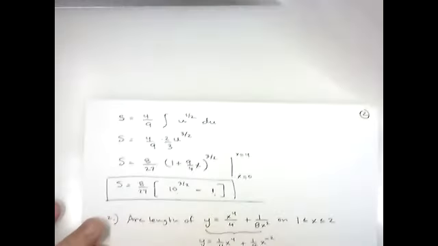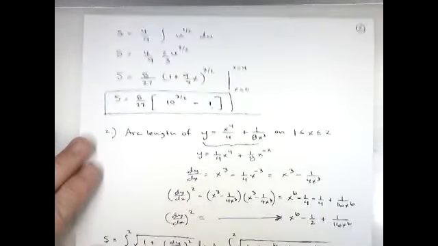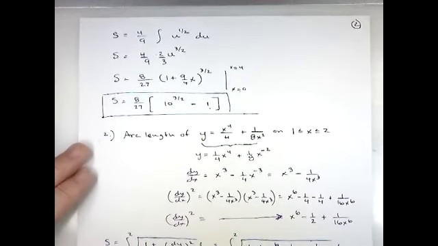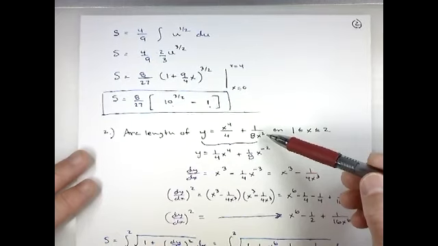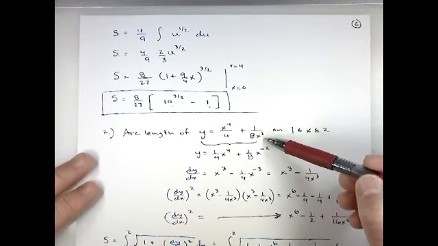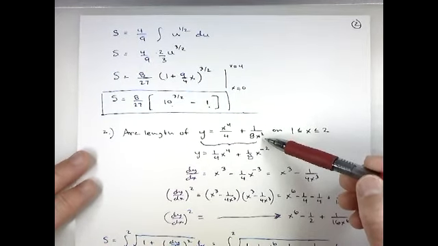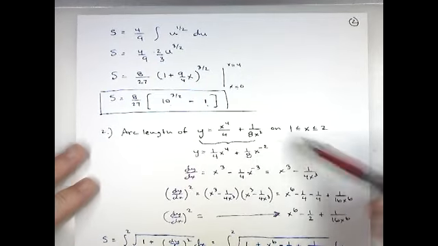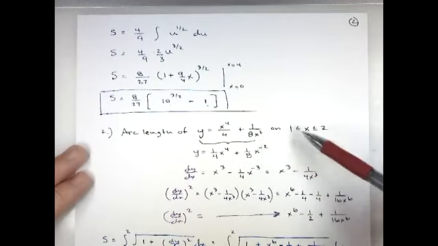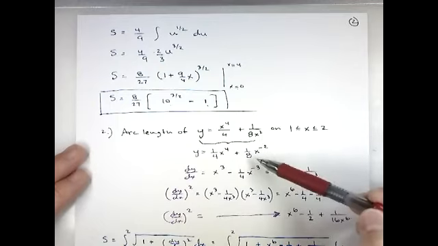One more example for arc length, and there's a fair number of these types of arc length problems in our book. It seems like a very random, weird looking function, and there's a reason for that, okay? So we want the length of this function from x equals 1 to 2.